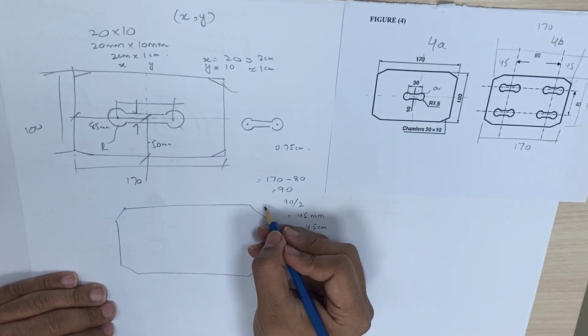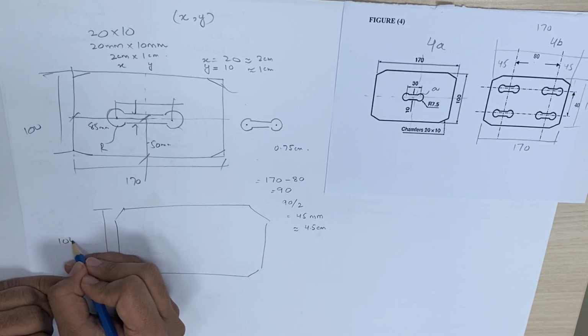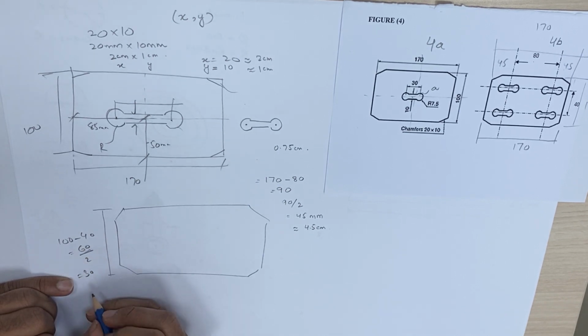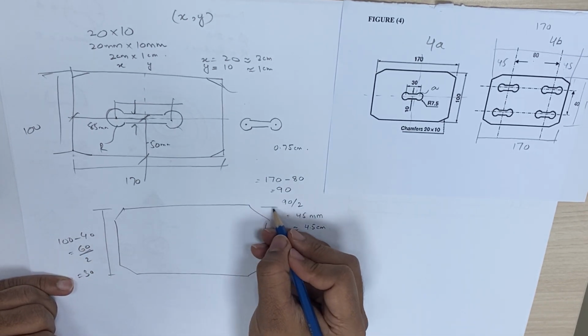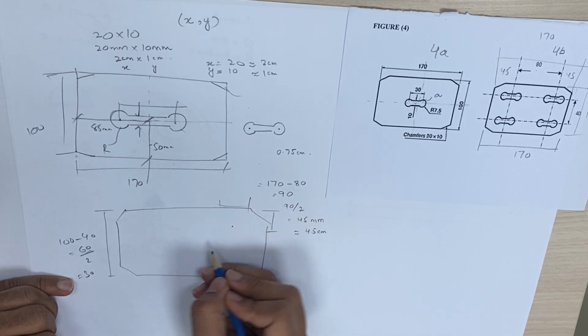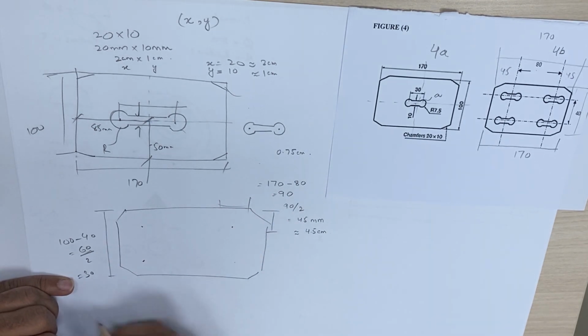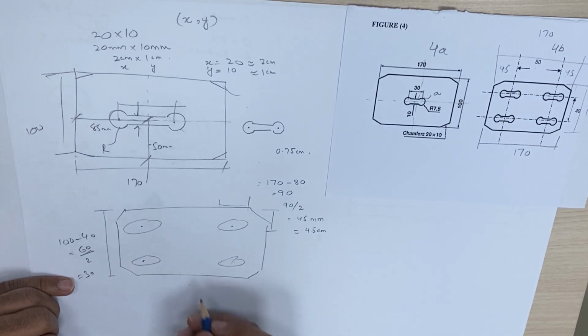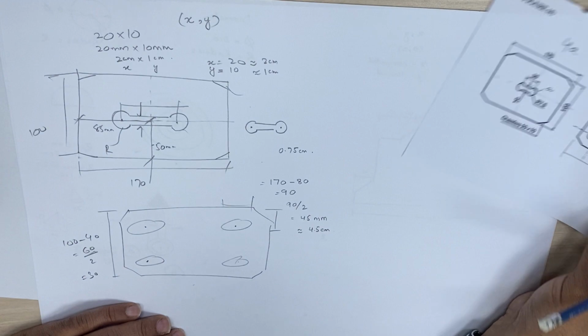Total is here. Total is 100 minus 40 is equal to 60 divided by 2 will be 30. So 30 from here and 45 from here, it will be the point on all four sides. Just draw this object here. Your figure 4b will be completed. Okay.